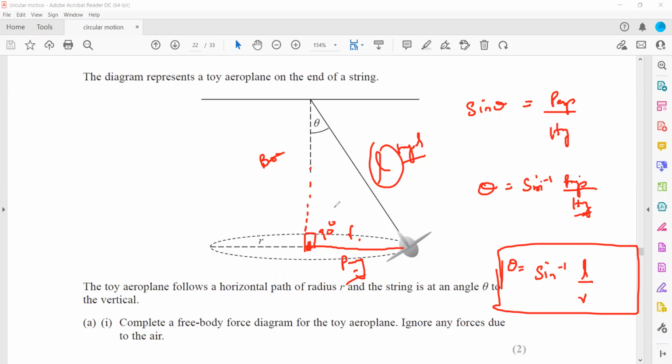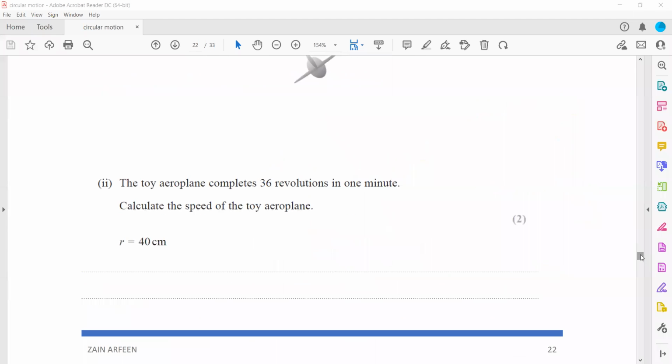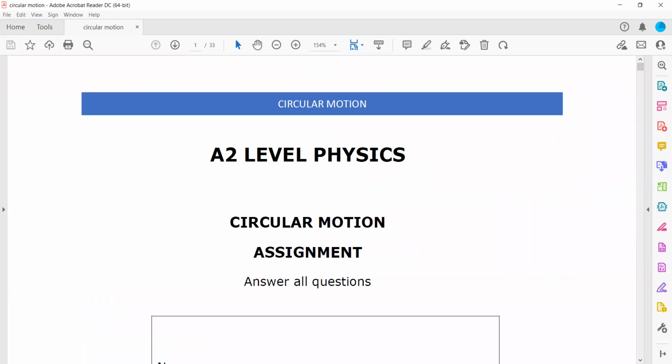Is it clear, this part? How to determine the value for theta? So these are the doubts related to the topic of circular motion.